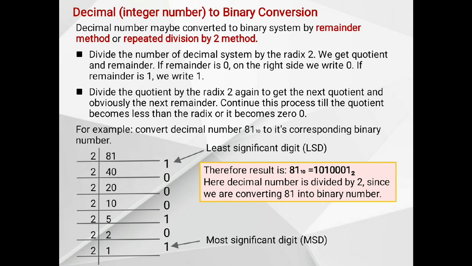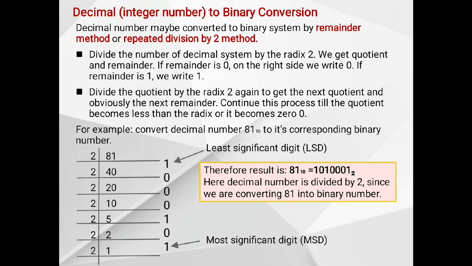After that we again divide the quotient by the radix 2, and we get another quotient and then the remainder. So here 40 is divided by 2, we get the quotient 20, 2 fours are 8, like that, right? We get the remainder as 0. That remainder 0 is stored on the right hand side. This process will keep on continuing till the quotient becomes less than 2, that is 1 or 0.